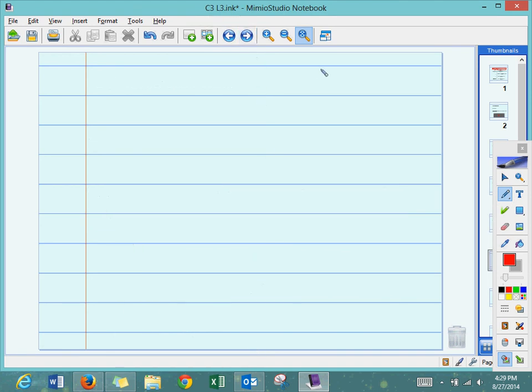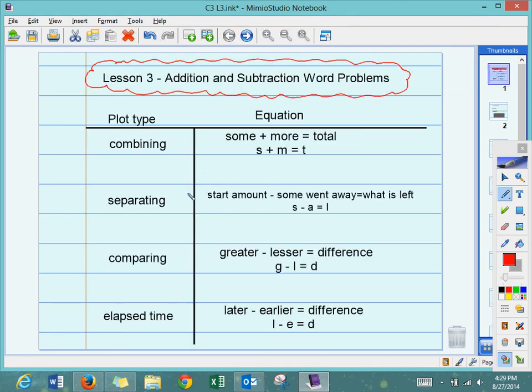So hopefully that helps you with the plots. Remember that they are combining, separating, comparing, and elapsed time. I hope that answers every question you had about how to write equations for addition and subtraction word problems, and I will see you in class.